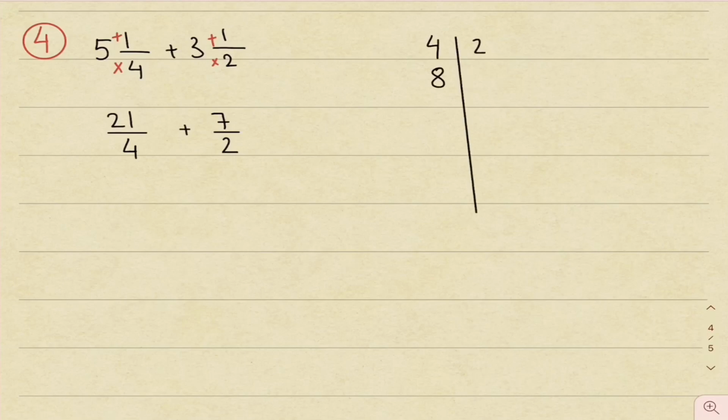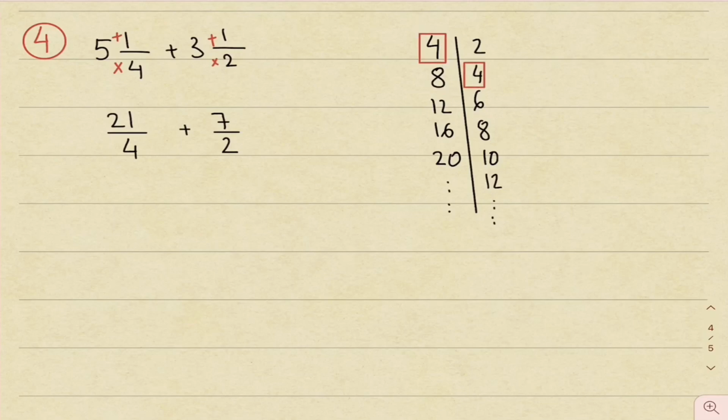4 plus 4 is 8 plus 4 is 12, 16, 20, and I'm going to stop there. Now I have 2 plus 2 is 4 plus 2 is 6, 8, 10, 12. I'm going to stop there. So what is the multiple that they have in common? They have 4. They also have 8 in common, right? But we don't care because we only need the least common multiple. So we always try to choose the least common multiple, which in this case is 4.